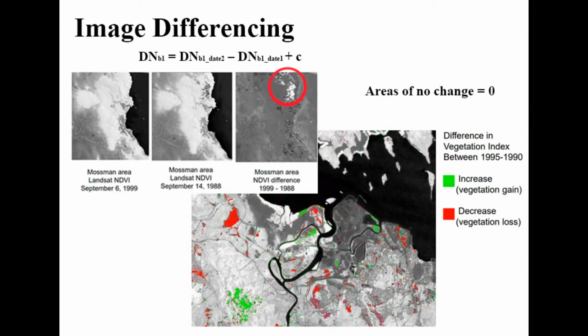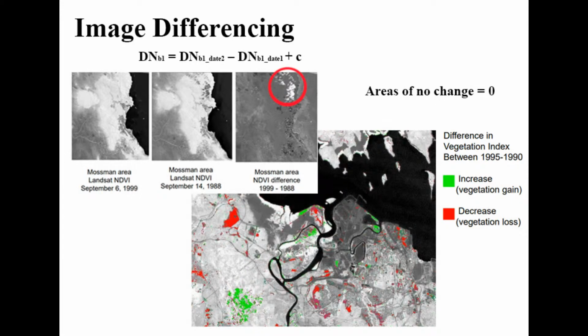So in image differencing, looking at the difference between 2 images, you want to be basically just subtracting the earlier band data from the later band data. So the band 1 difference would be, the digital number equals the DN at date 2, so band 1 at date 2, so 2020 blue band, minus the blue band at date 1, which is 2010. So the later minus the earlier, plus some constant.